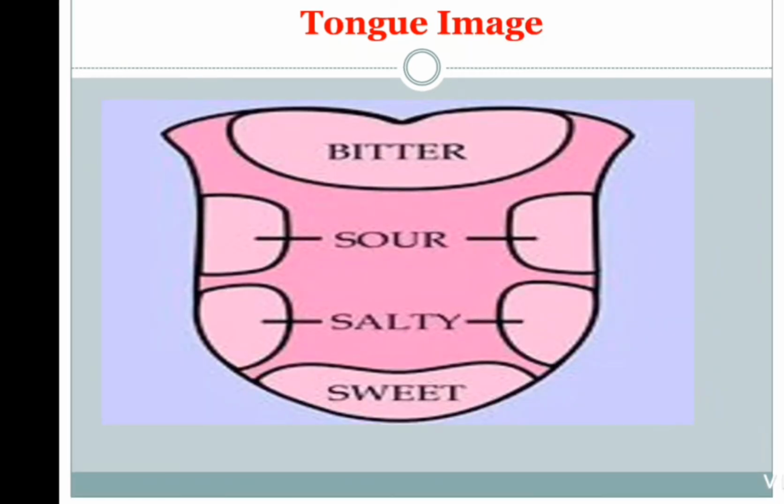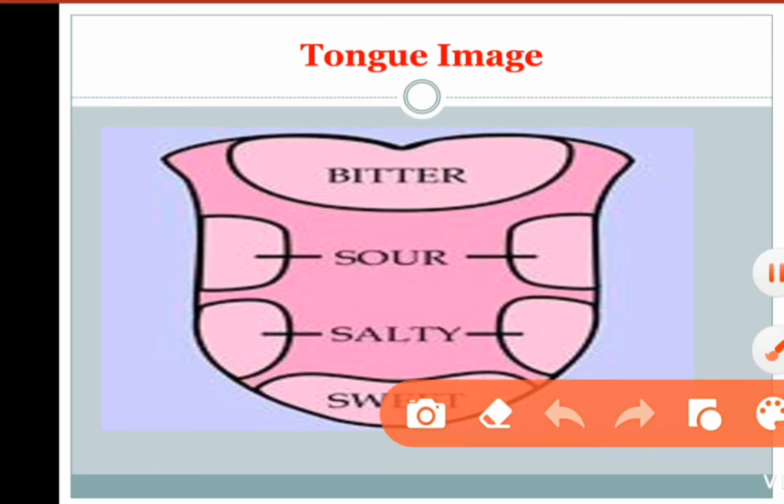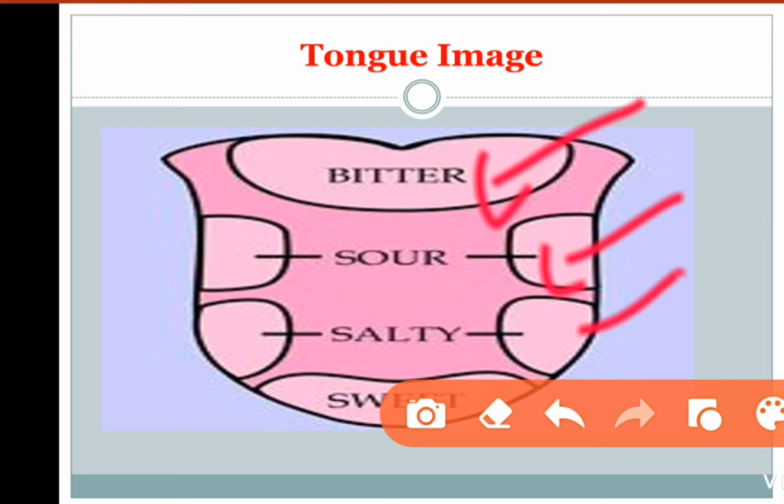This is a tongue image. To detect the different tastes of food, the surface of the tongue has taste buds, and specific types of taste sensory cells are there in each of these taste buds: bitter, sour, salty and sweet. There are regions on the tongue where such cells are more concentrated, and that taste is detected rapidly there.